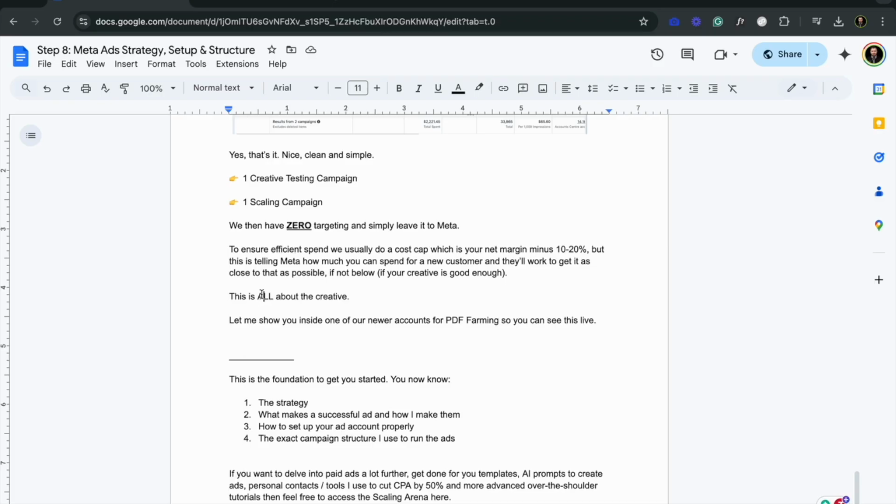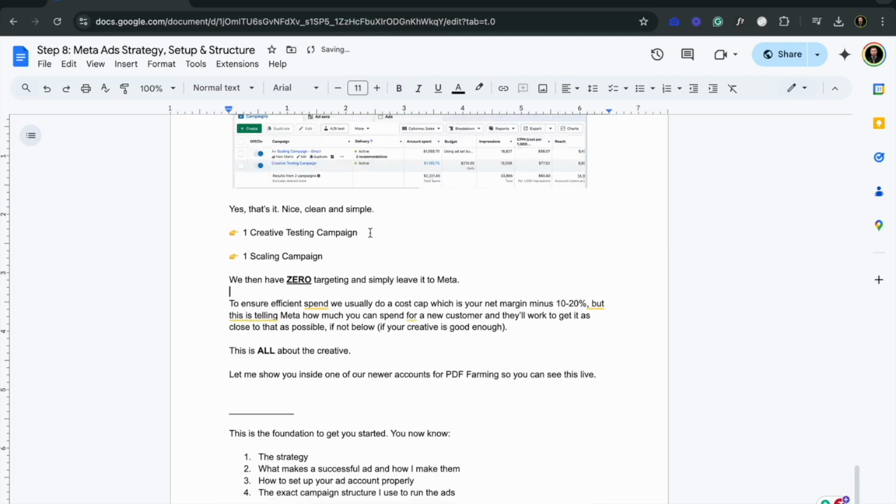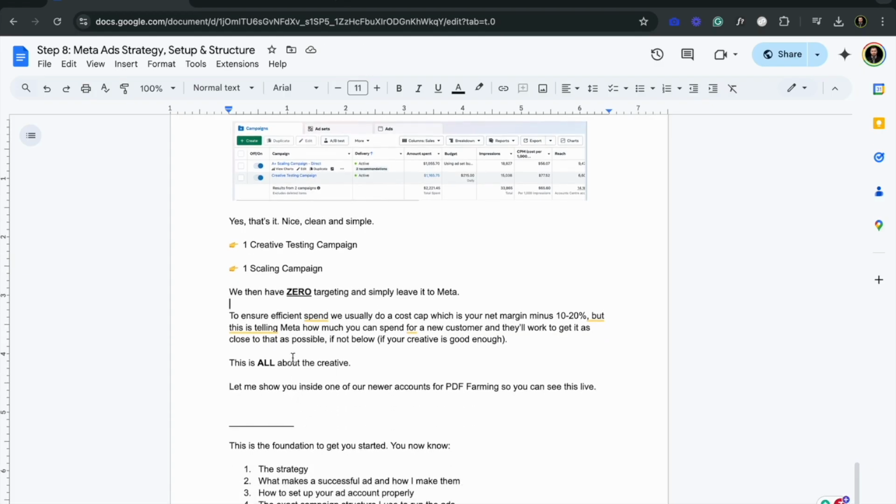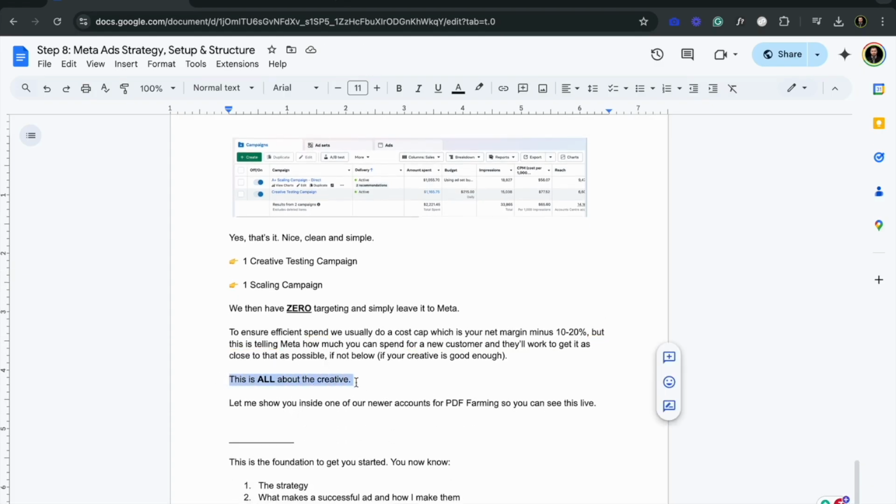And again, this is all about the creative. I'm giving you the simple structure here. I'm going to show you how to do it. But this is all about the creative. If your ads are not working, it is the creative or the offer. If your ads are not getting clicks, it's the creative. If your ads are getting low click-through rate, it's the creative. So just really, really keep that in mind. Don't blame the structure. People have lots of different structures, but it doesn't matter what structure you put in. If the creative is good, Meta will push it. Okay. So yeah, just keep that in mind. Again, I know I've said that a few times, but yeah.